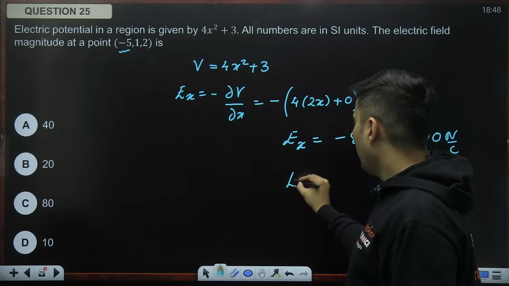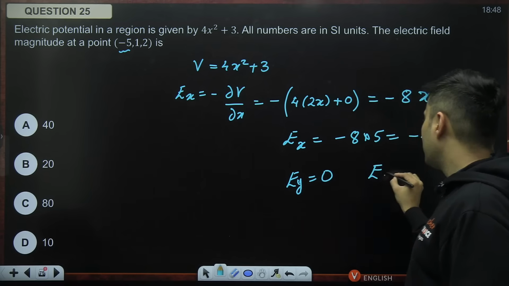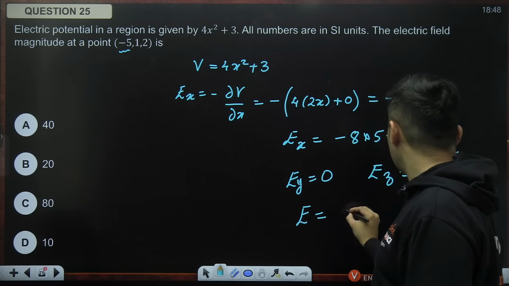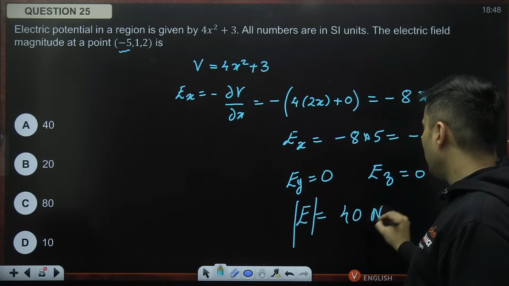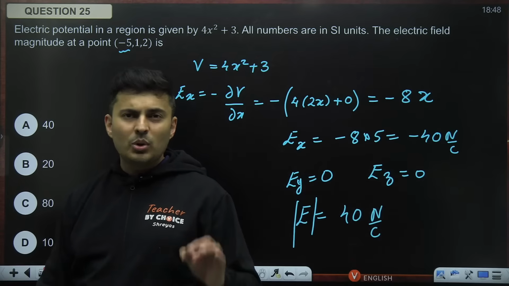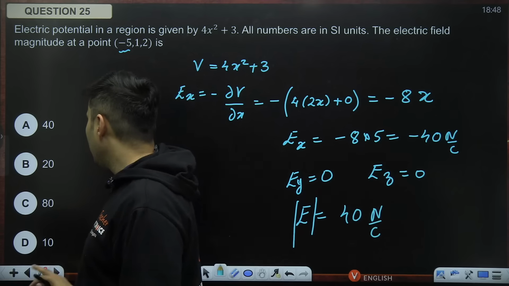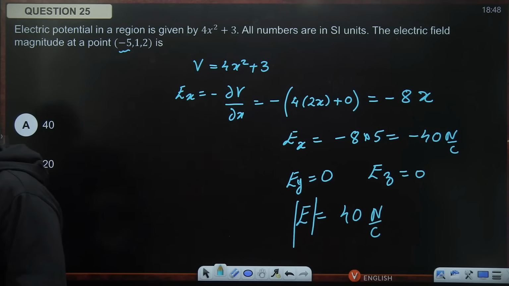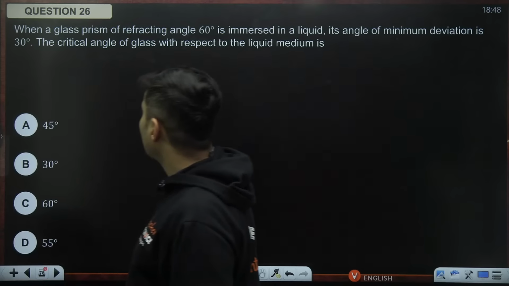But what about the y component? That will be 0, because there is nothing. The z component will also be 0. So the net electric field will just be 40 Newton per Coulomb in magnitude, because this is a pure equation in x coordinates, so there is no change along y or z. So option A, guys. Is that absolutely clear, everyone? Yeah, very good. Moving on to the next one.